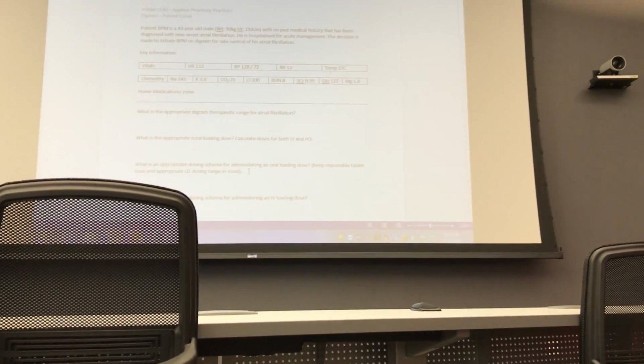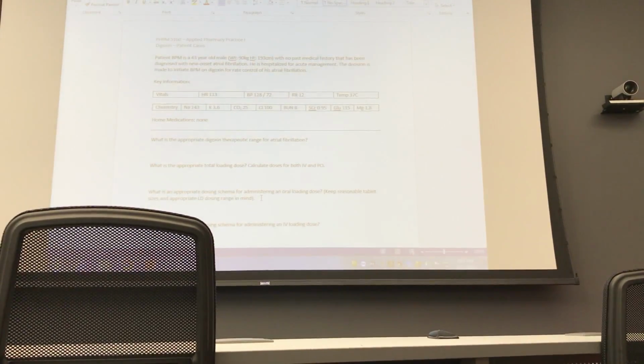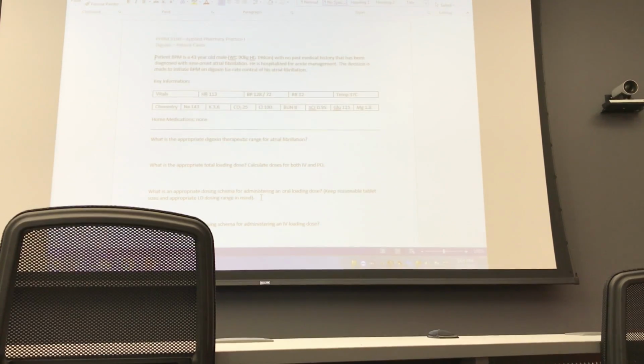For digoxin and AFib? It's right on the slides. 0.8 to 1.1. Okay, so for AFib, these are your values. You've got to have this memorized. I definitely ask you this because it's a big deal. If we get it wrong in the hospital, it stresses me out, so it's a big deal, okay?